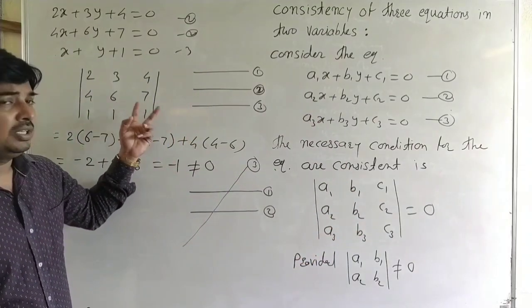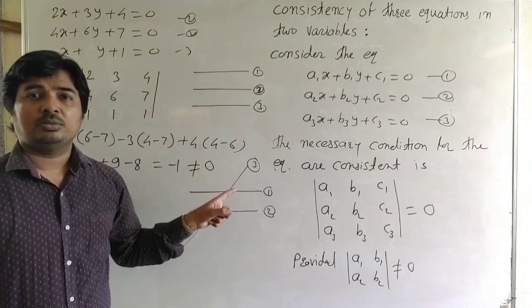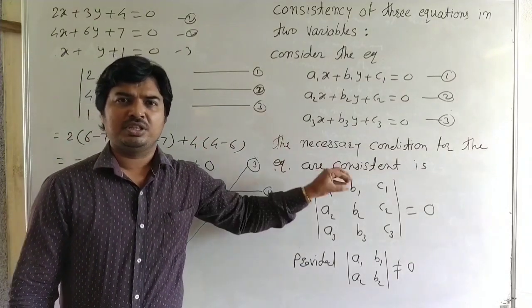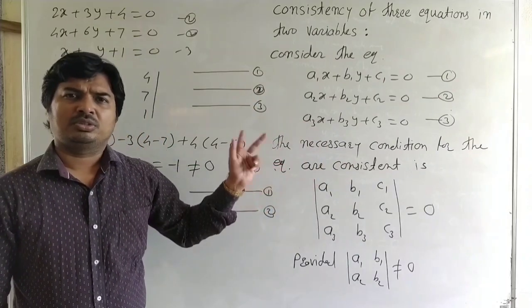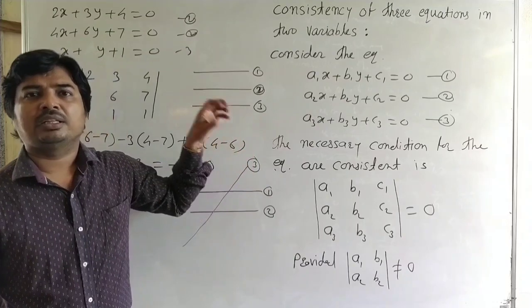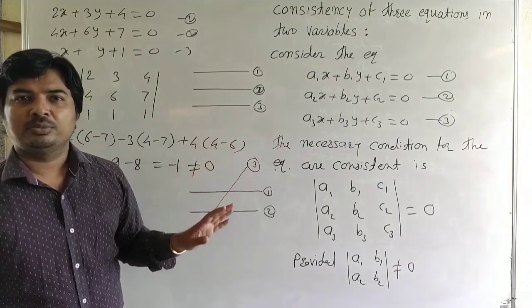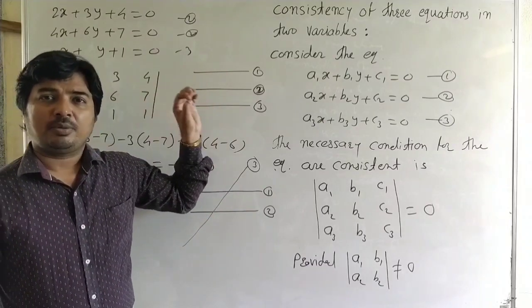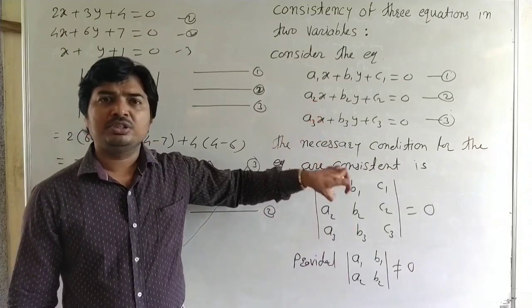If the value of the determinant is 0, in the first case the three lines are parallel. If all three lines are parallel, then obviously the determinant is 0, because any two rows or any two columns are the same, and by the property of determinants the value is 0. If the lines are parallel to each other, then the determinant is obviously 0.